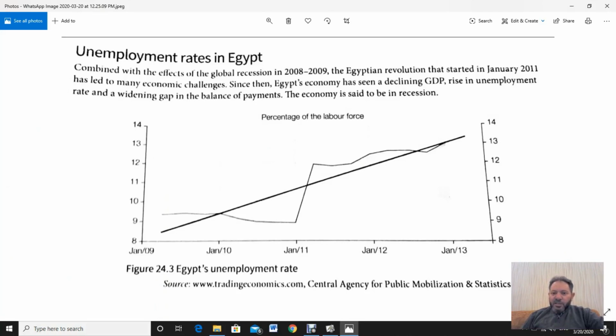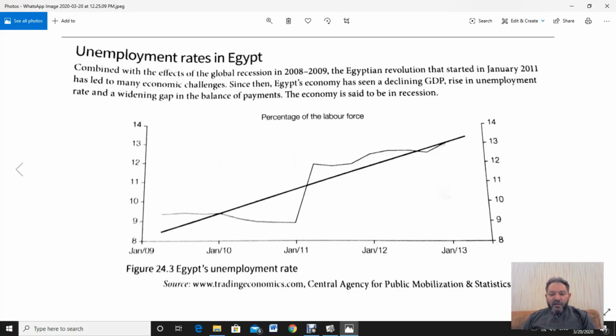2008-2009, the Egyptian revolution that started in January 2011 has led to many economic challenges. Since then, the Egyptian economy has seen declining GDP, a rise in the unemployment rate, and a widening gap in the balance of payments. The economy is said to be in recession, as we see here. So the revolution that happened in 2011 in Egypt, unfortunately, made the economy go into recession. How far, we will see now.